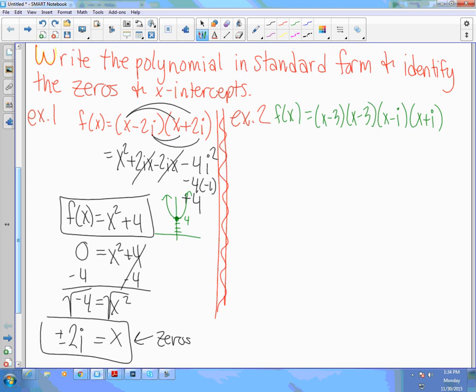So by the fundamental theorem of algebra, how many solutions should there have to be? 4. They can be a combination of real and imaginary, or they can be all real, or all imaginary. So we have up to 4 x-intercepts with this graph too. So let's find standard form.